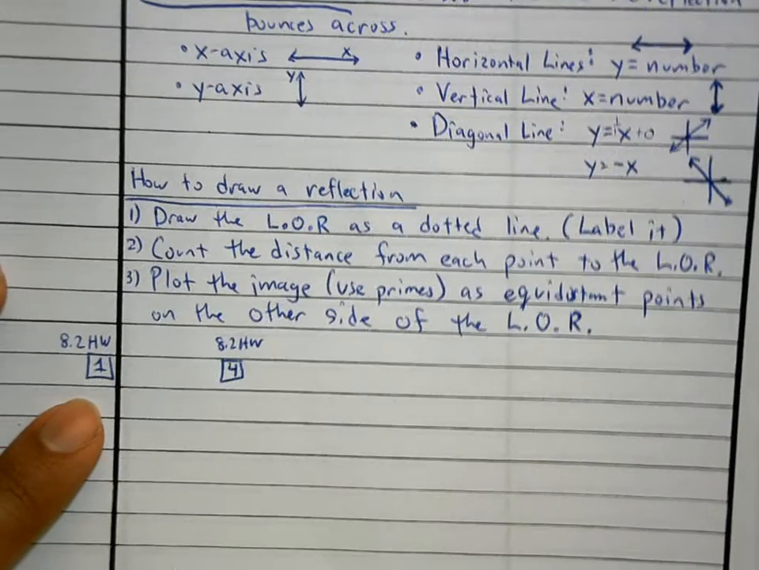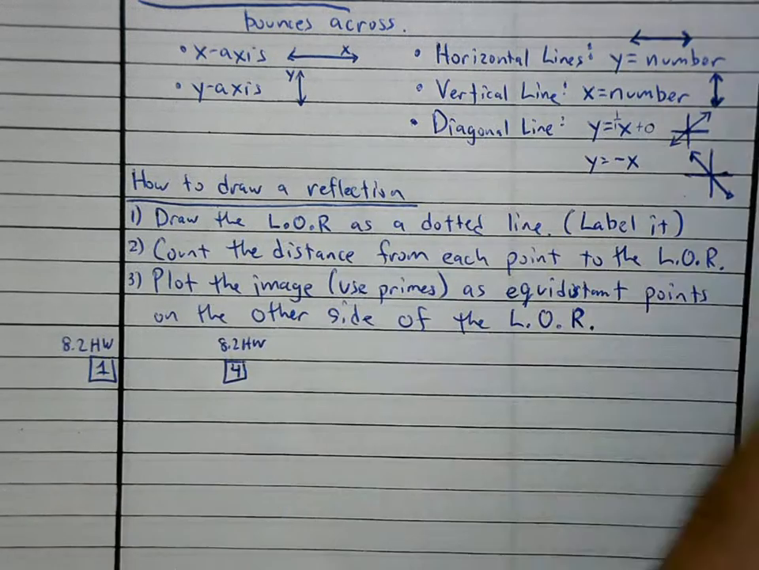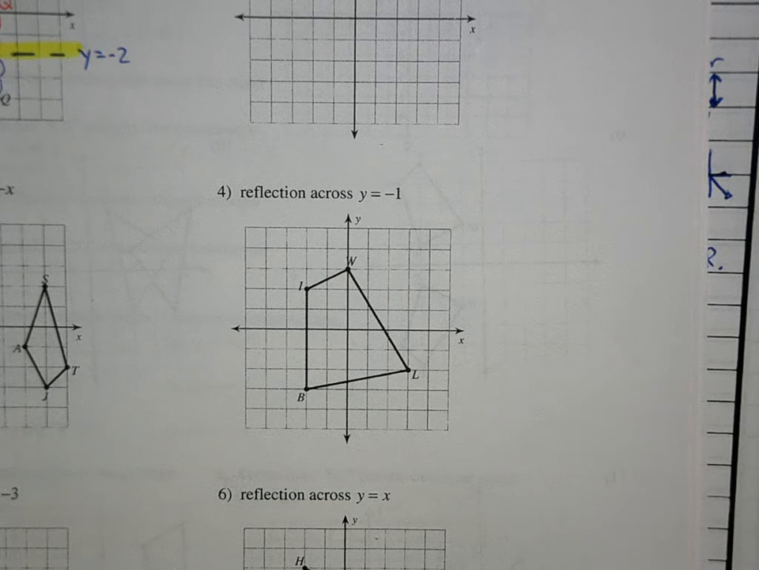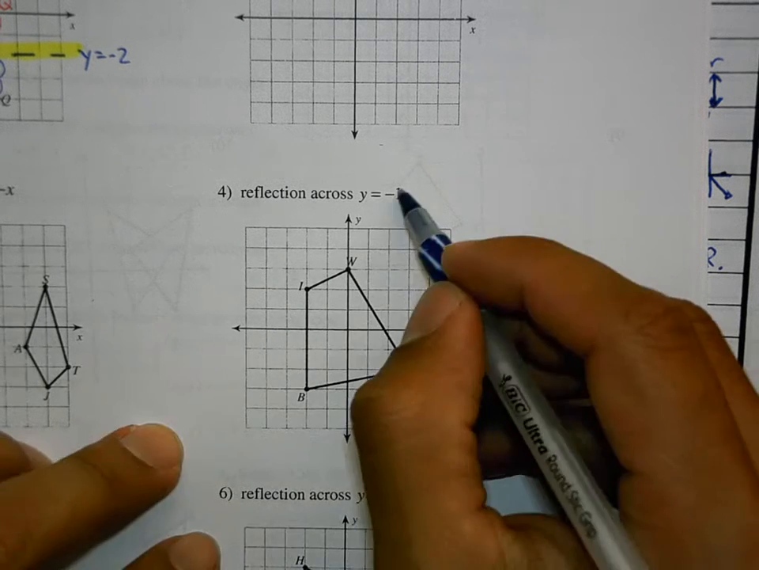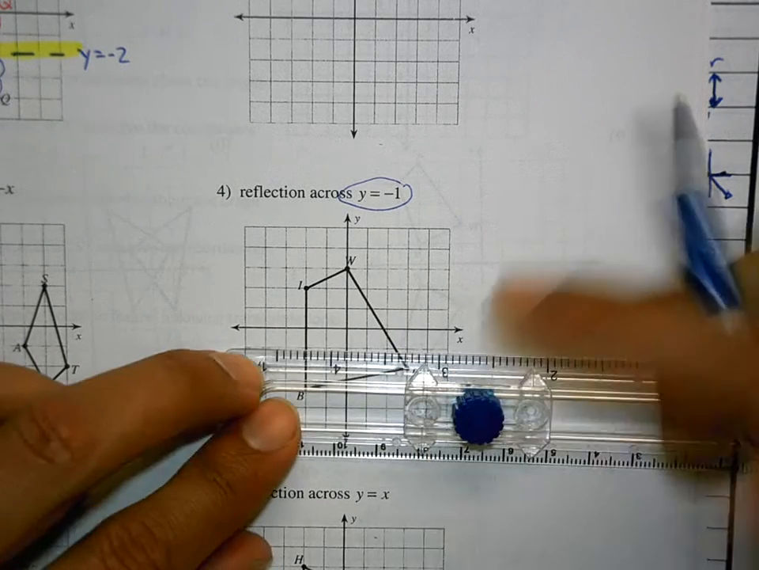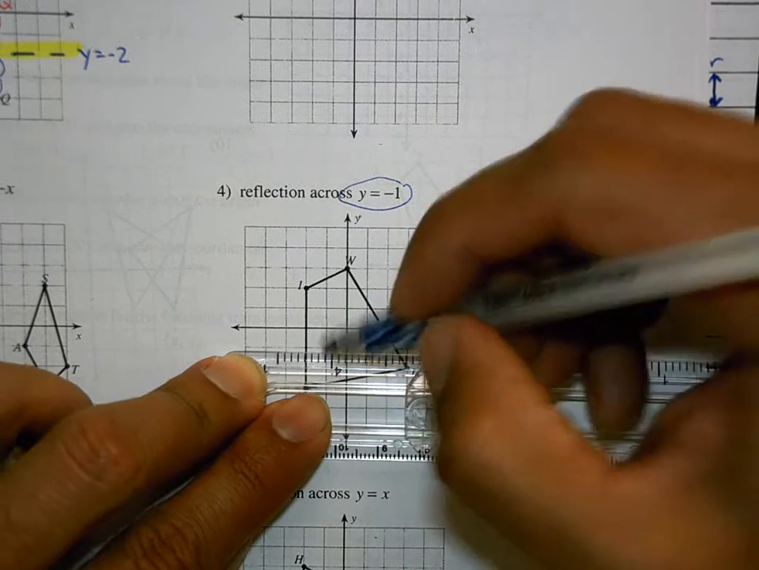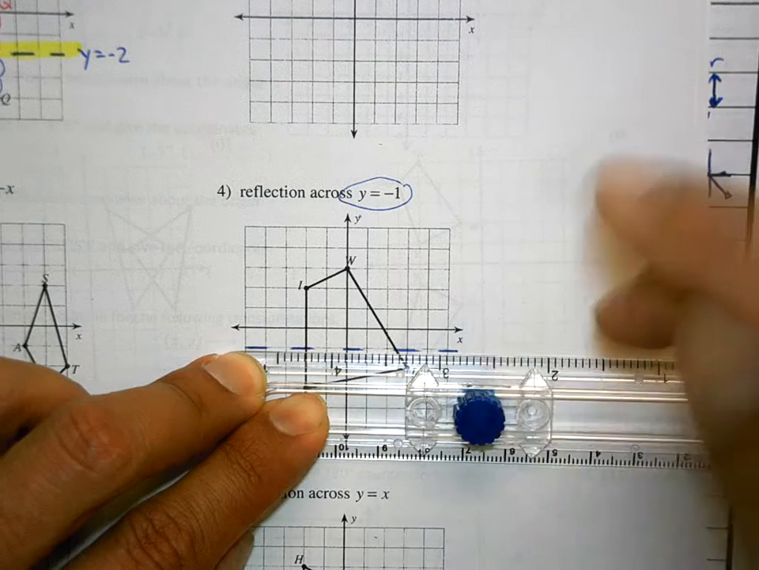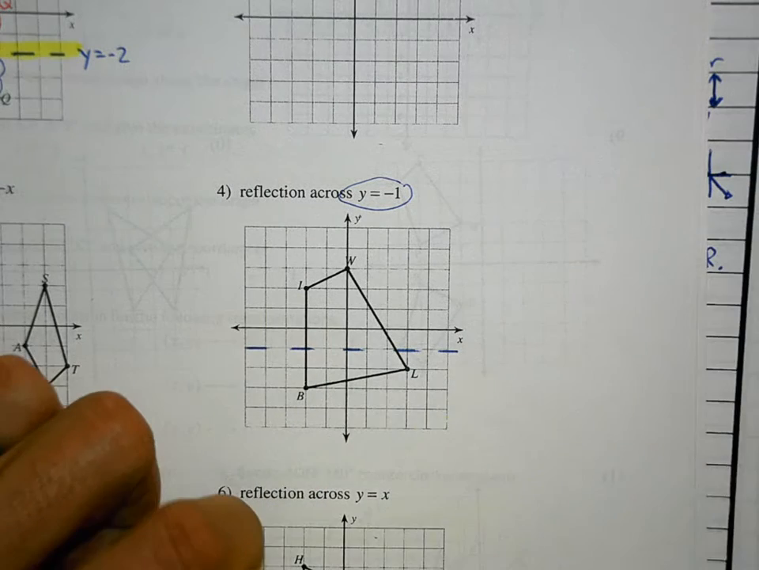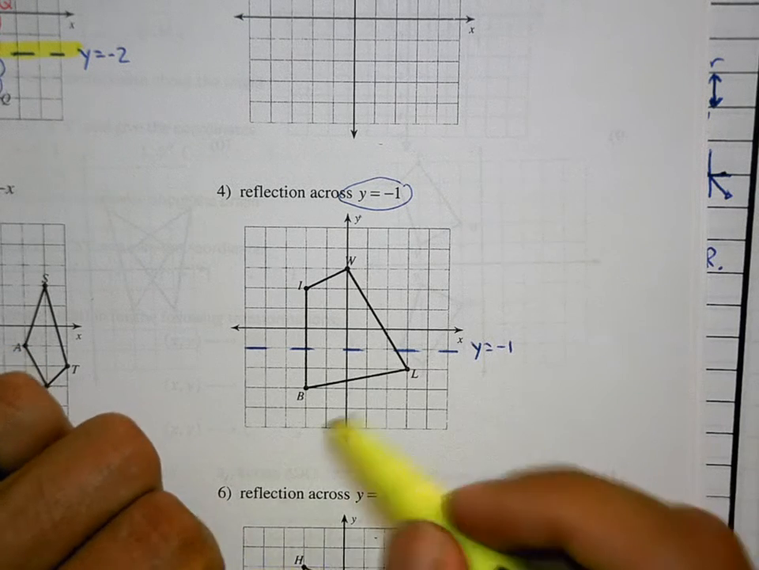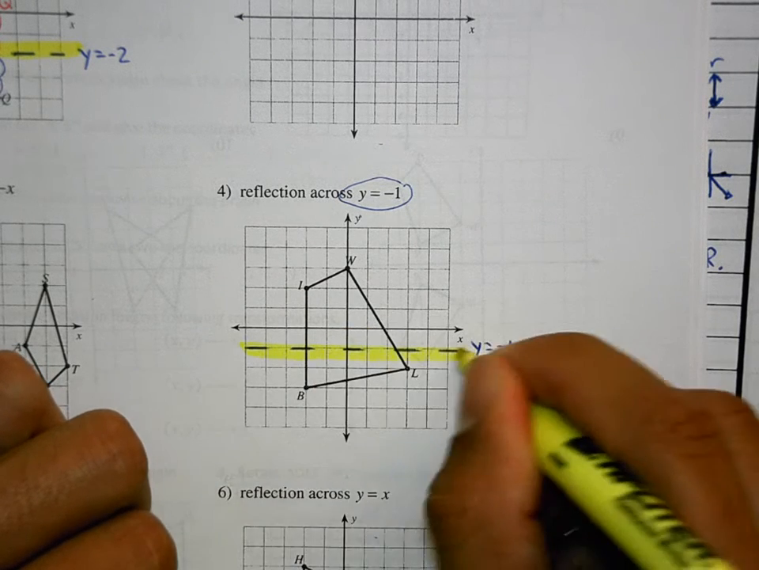Move that up a little bit. 8.2 homework number 4. Sometimes on questions like this, your LOR is in the middle of your object. So I have y equals negative 1. I'm going to graph that first. Here are my y's. My y's are negative 1. It makes a horizontal line like this. I'm going to label it: y equals negative 1. It's where all my y's are equal to negative 1. I'm going to highlight it.